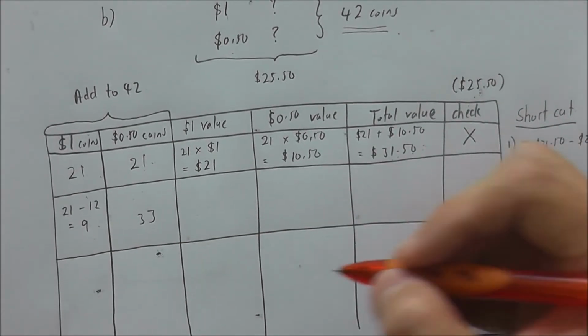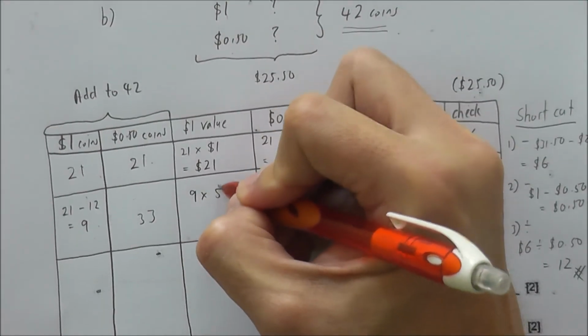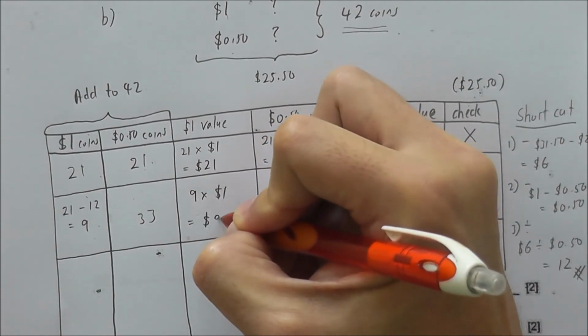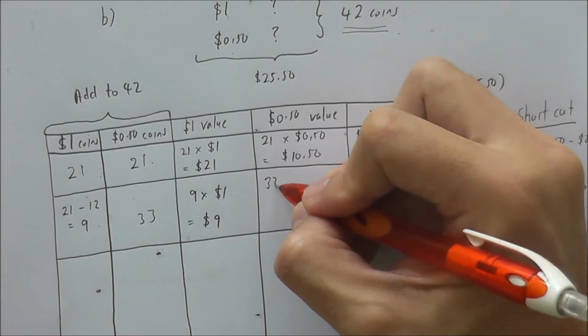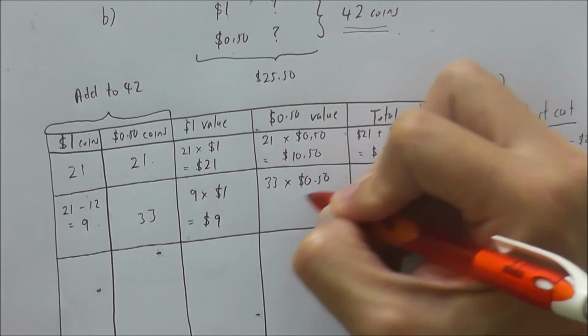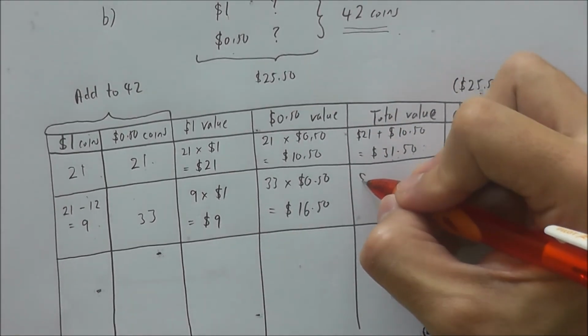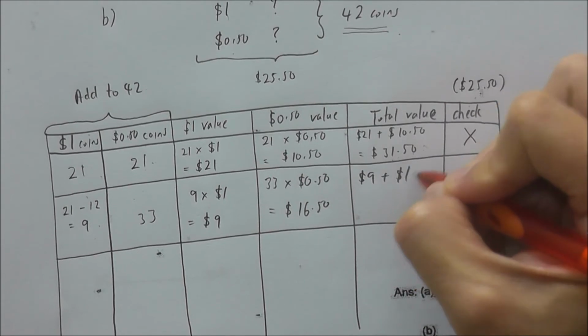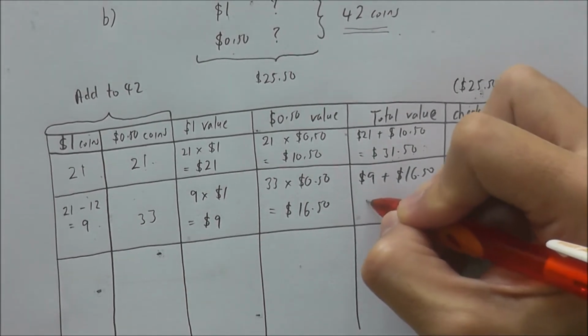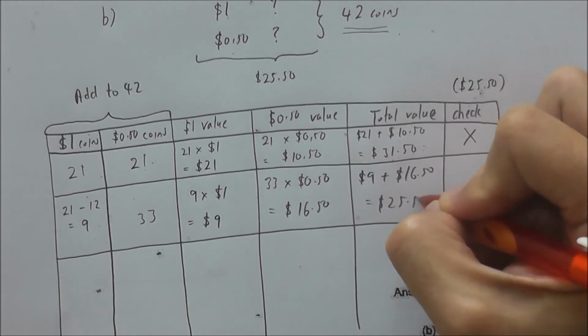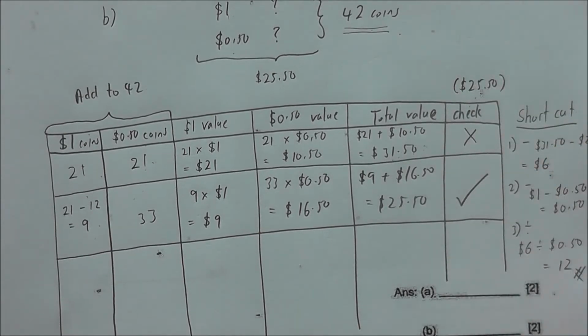Okay, so guys, basically the second step you should get the answer. Let me just prove it to you. So 9 times $1, you get $9. 33 times 50 cents, I will get $16.50. So if you add this up, you will have $25.50. So you get the answer.